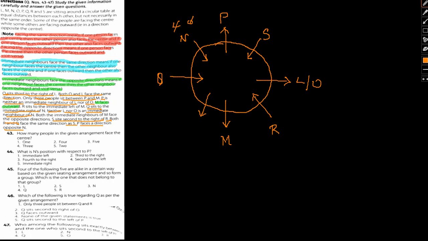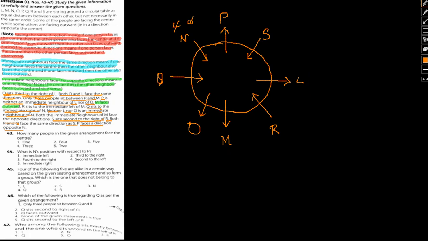P faces direction opposite to N. O is third to the right of L. Suppose this is L, then this will have to be O. O sits third to the right of L. First point, very first point: third to the right of L. Yes, this is the only possible. So yes, this is our diagram.